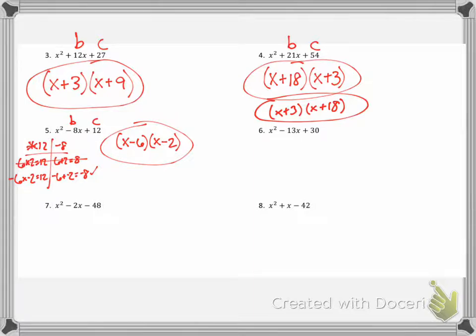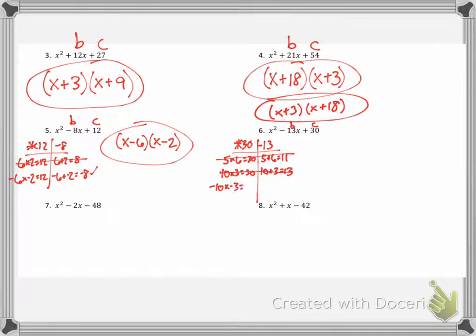Number 6, kind of the same idea here. So what multiplies to 30 and adds to negative 13? So if we think what multiplies to 30, first thing I think of is 5 times 6. But if I add them, I get 11. So that's pretty wrong. Let's try 10 and 3. If I add them, I get a positive 13. That gets me really, really close, but I need to be negative 13.